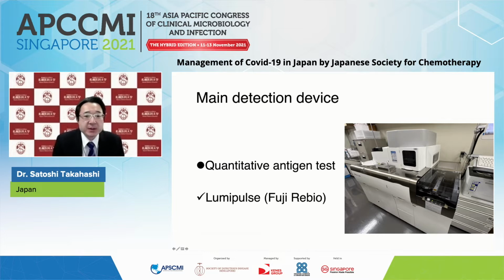This is a machine. This instrument is called LumiPulse, from Fujirebio, a major group of laboratory medicine.